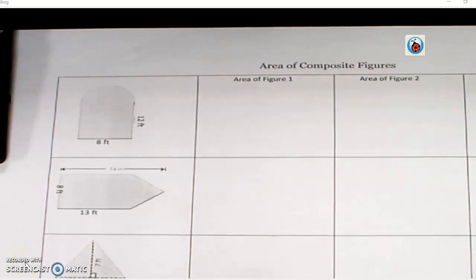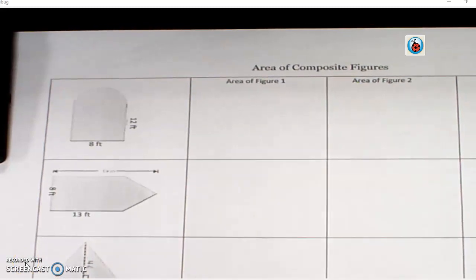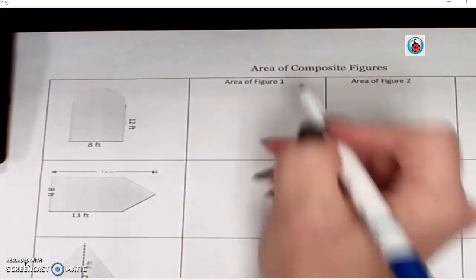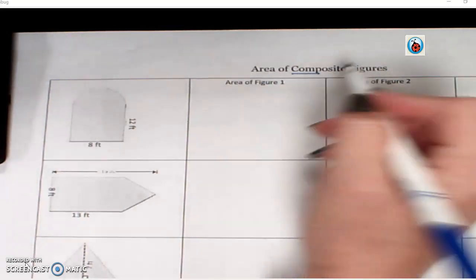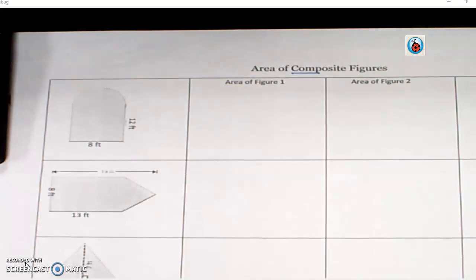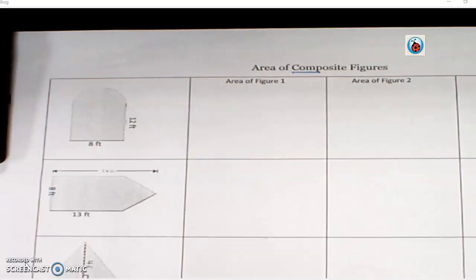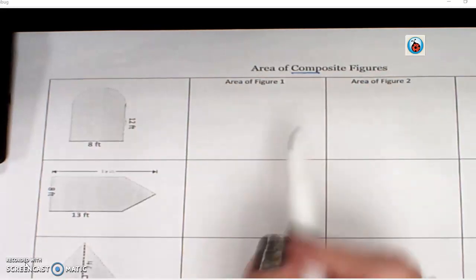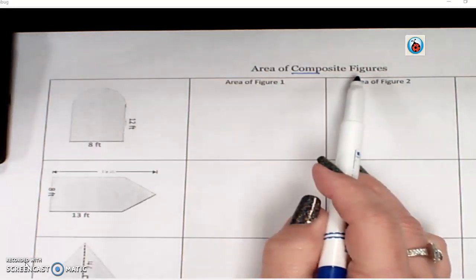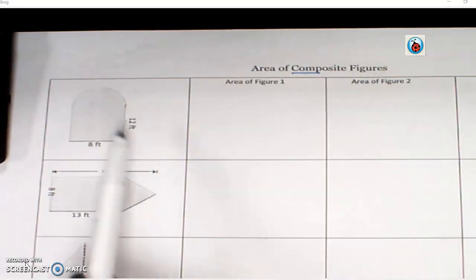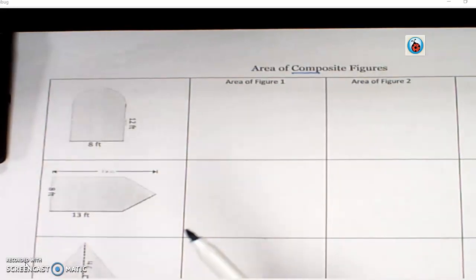So now that we've learned about area of two-dimensional shapes, we're going to talk now about area of composite figures. If you think about compound, such as compound words, it's when you put two words together to make a new, bigger word. That's the same thing that you're doing with composite figures. Composite figures means when you look at the shape, you're going to have more than one shape that you're putting together.